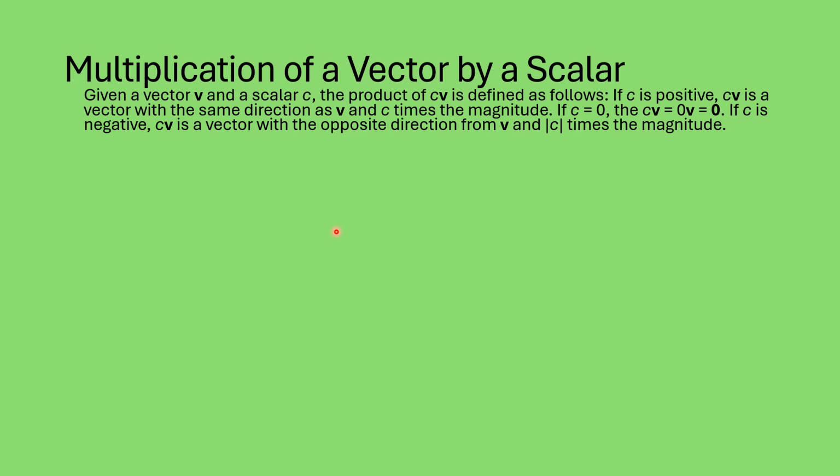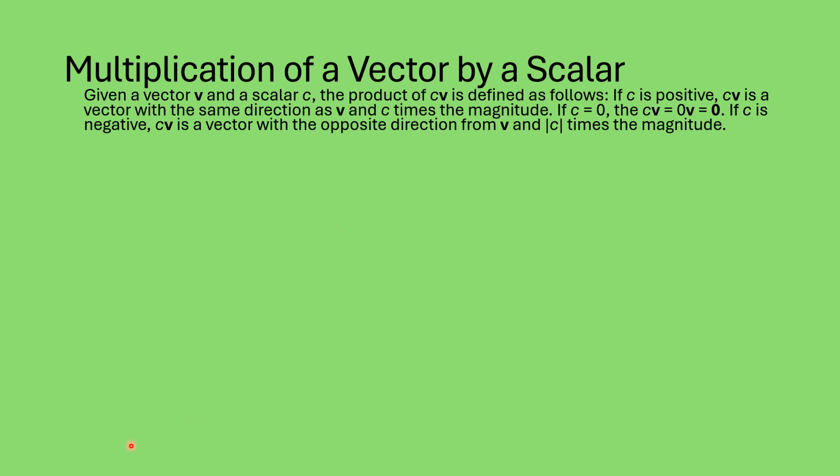If c is equal to 0, then cv is equal to 0 times the vector v, just equal to a null or 0 vector, so it just cancels it out. If c is negative, cv is a vector with the opposite direction of v and with magnitude the absolute value of c. So it just changes the direction but keeps the magnitude the same.